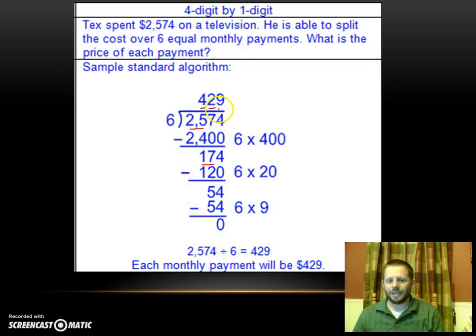It goes in there 9 times. This time the 9 is in the ones place, so it's really worth 9. So 6 times 9 is 54. And so you take away, and that leaves you with no remainder. So it leaves you with nothing left over. So this is going to tell you each payment will be a cost of $429, okay, for that television.